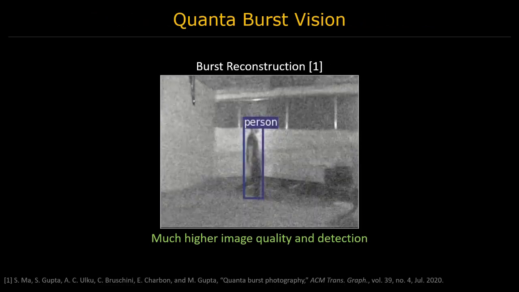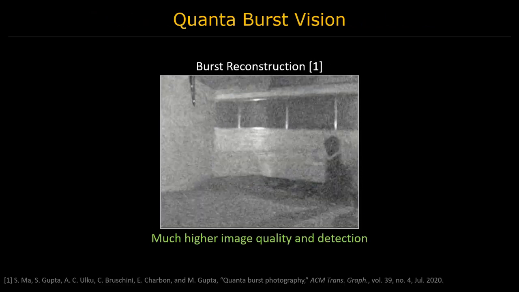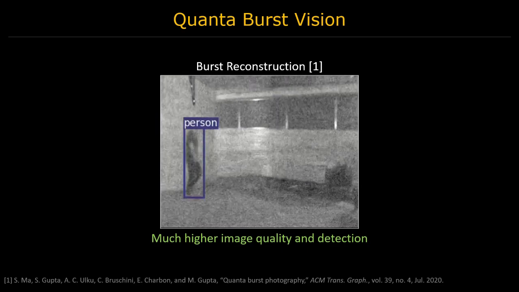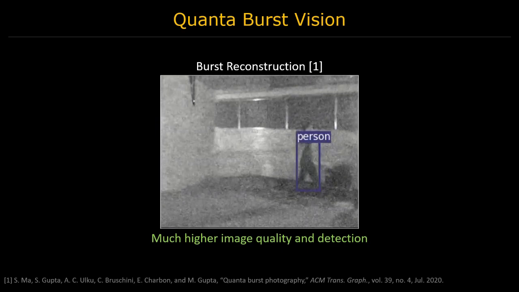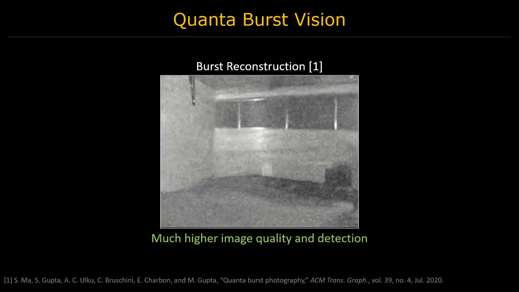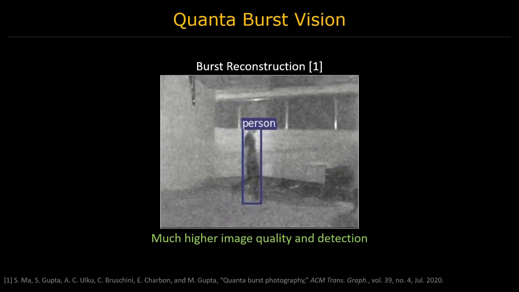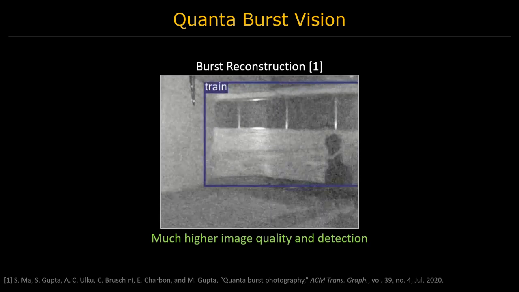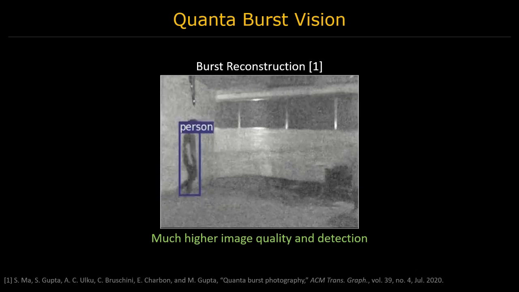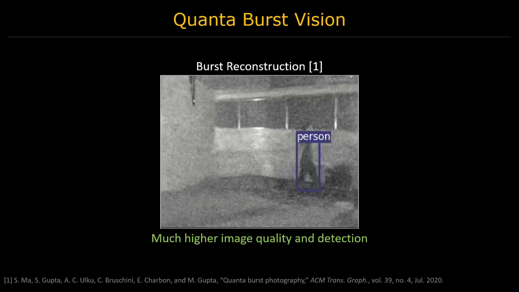Inspired by burst photography for conventional cameras, it is possible to measure and compensate for the motion between binary frames and combine them into a single multi-bit image with reduced noise and blur, which can be used by the downstream algorithm. We call this scheme quantum burst vision. In this example, the person is successfully detected.